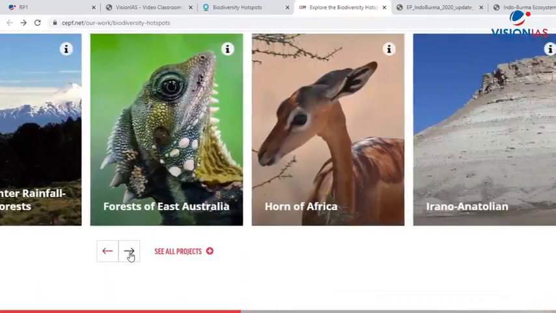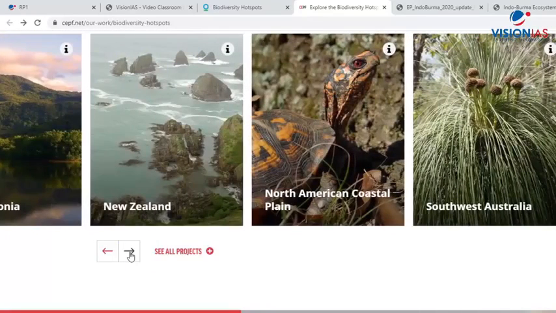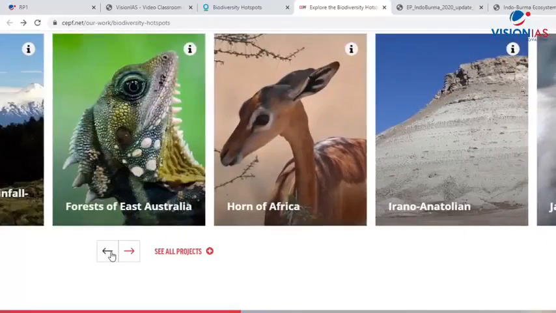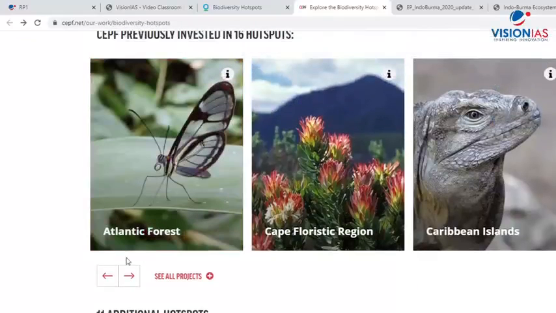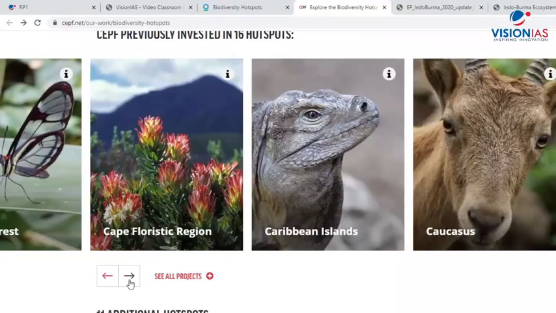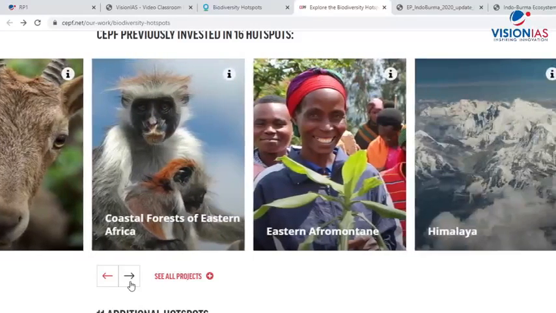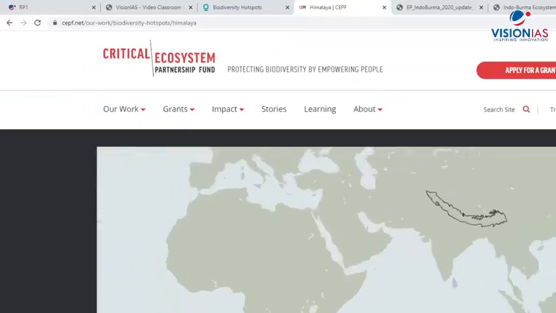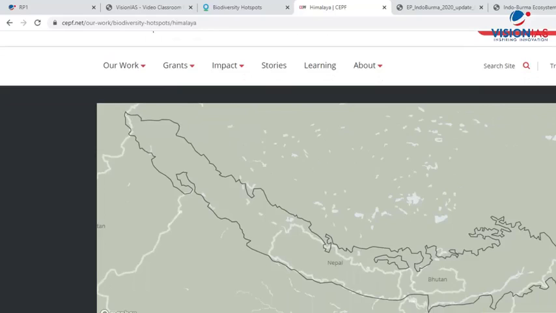And if you see here Himalayan region, see here Madagascar, New Caledonia, New Zealand, North American coastal plain, Southwest Australia, they are the newly declared hotspots. Japan is also a hotspot there. And you can see Atlantic forest, Cape Floristic province, Caribbean islands, coastal forest of Eastern Africa, Eastern Afromontane, Himalaya. This is the Himalayan hotspot. Now see the map here.